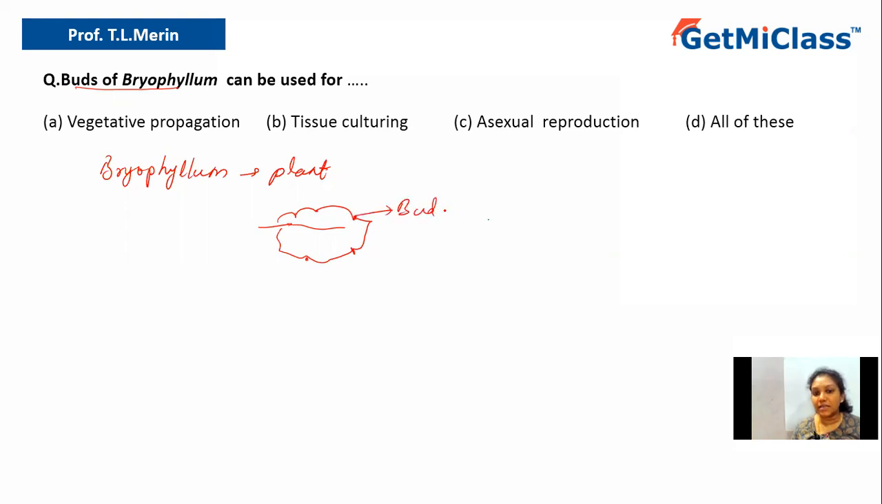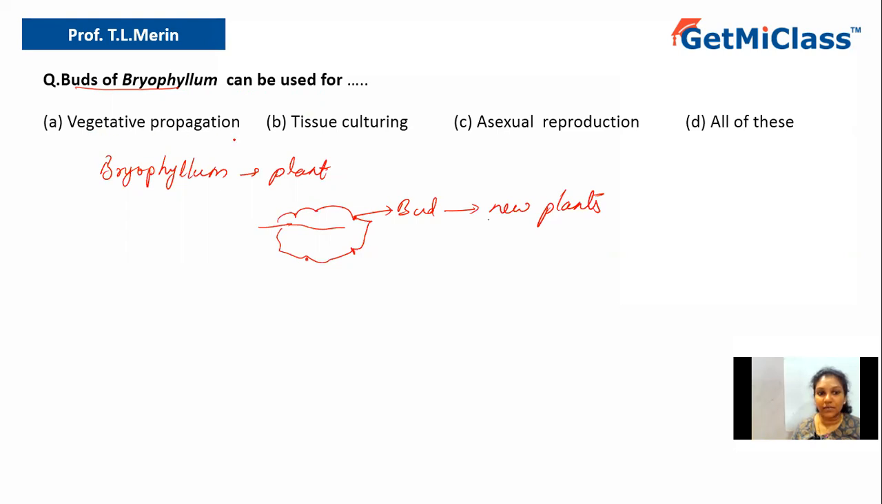Okay, and these buds, when they further develop, they get detached from the parental plant, and these form new individuals or new plants. And even manually, we can just take away the buds, and we can use them for vegetative propagation, or we can produce new plants using those buds. Okay, so let us see. It says buds of bryophyllum can be used for. So option A is vegetative propagation.